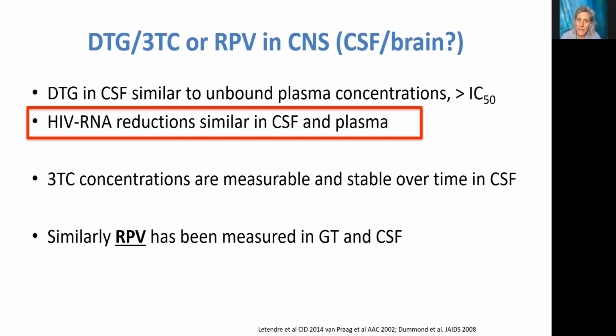sanctuaries, HIV replication sanctuaries. We know that lamivudine concentrations are measurable and stable over time in the CSF. This is similar for rilpivirine, which is a potential other partner for dolutegravir for 2-drug regimens, as rilpivirine has been measured both in the genital tract and in the CSF.